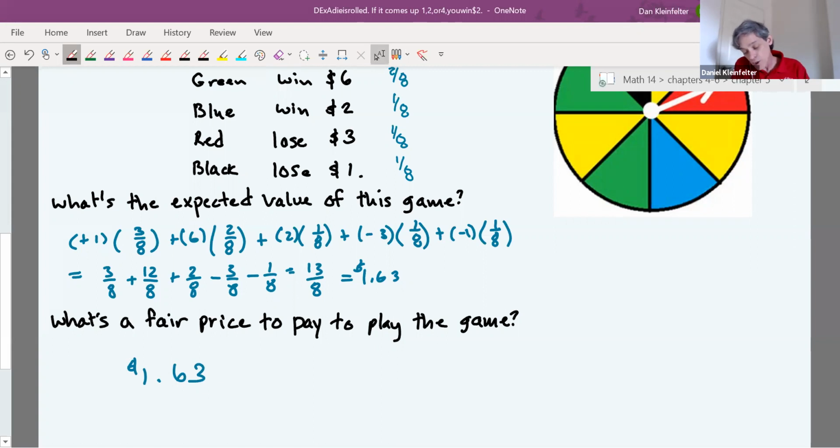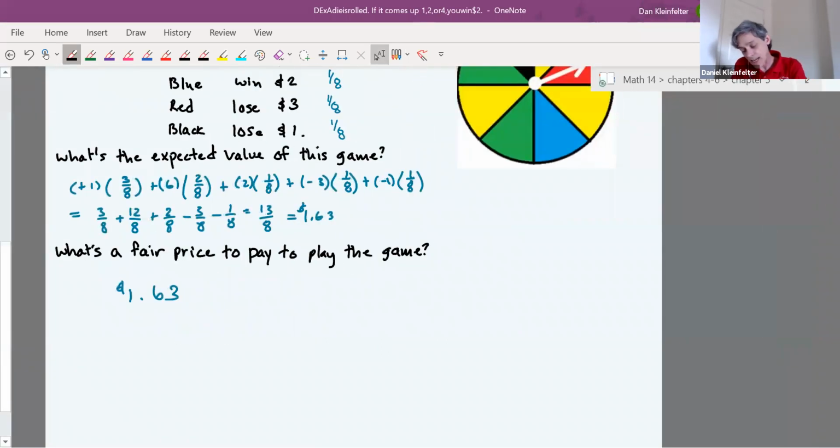All right, so that takes us to the end of that example, and it also takes us to the end of this part of section 5.1. We have yet more work to do, so we'll see that soon.